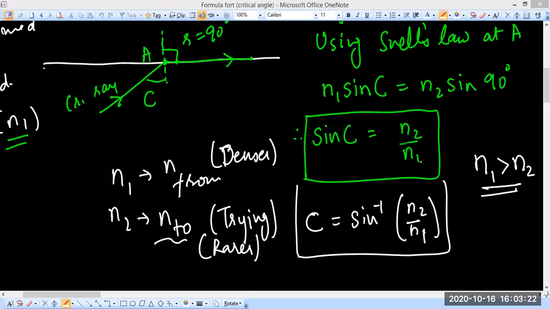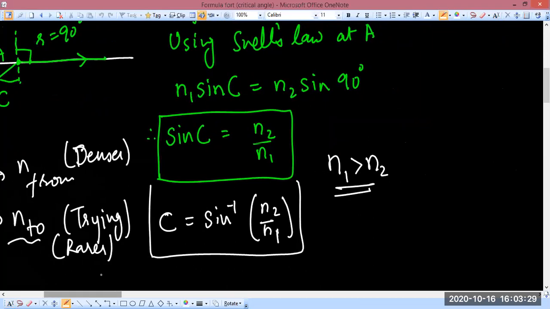Okay, so yesterday we derived this relation of critical angle when light tries to go from a denser medium to a rarer medium.